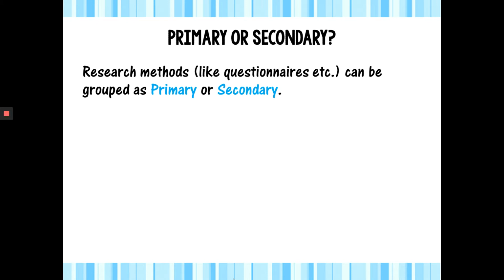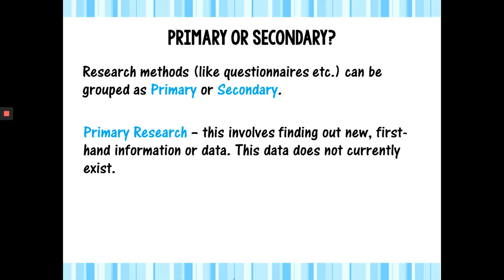Okay, hopefully you got that. Primary is finding out information firsthand. So this is where you would take ownership and you would go and conduct a survey, or you would do a questionnaire, and you would find out specifically what your customers are looking for.